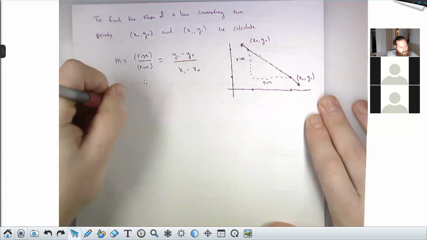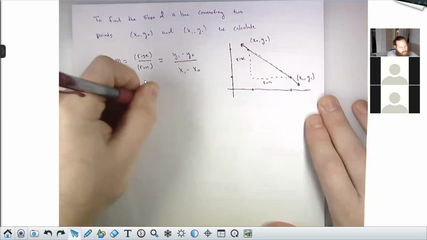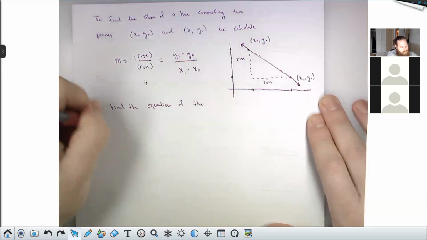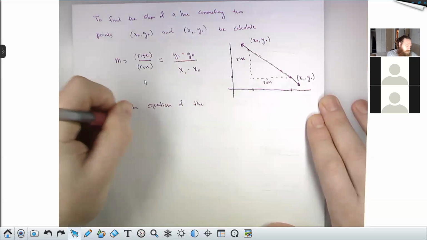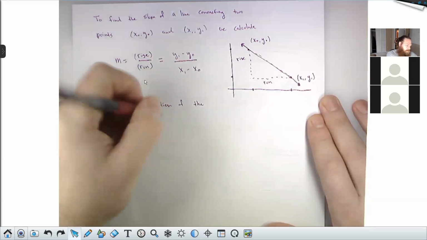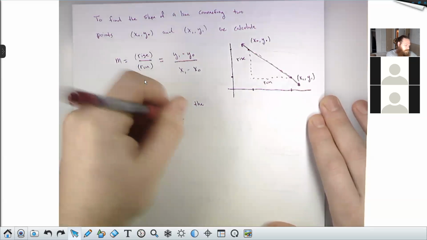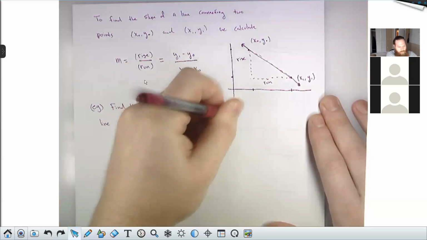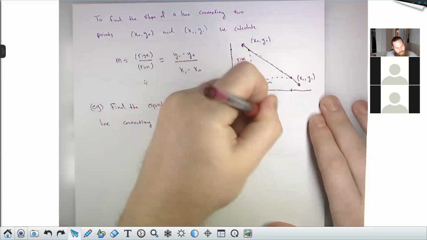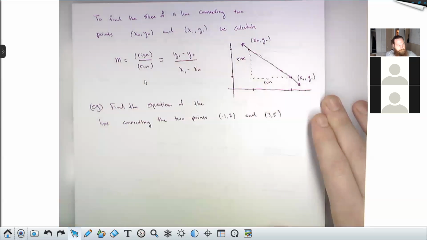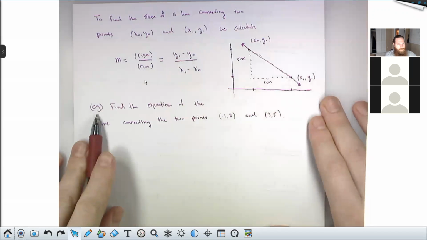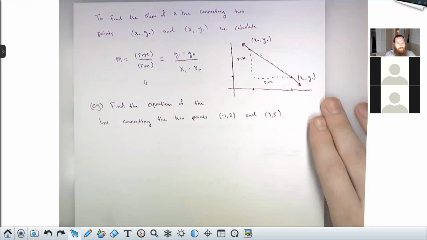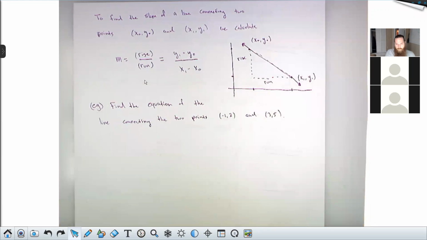So let's say I want to find the equation of the line connecting the 2 points, -1, 2, and 3, 5. So remember, I'll always put EG before we do an example problem. That's how you can tell we're about to start an example problem. This is a problem that you may see on a test or in a homework set once we get a little deeper into the linear function stuff.